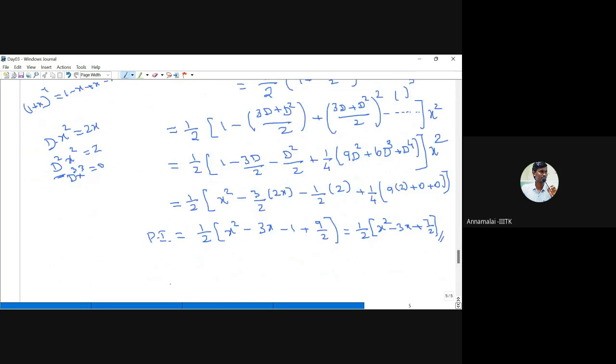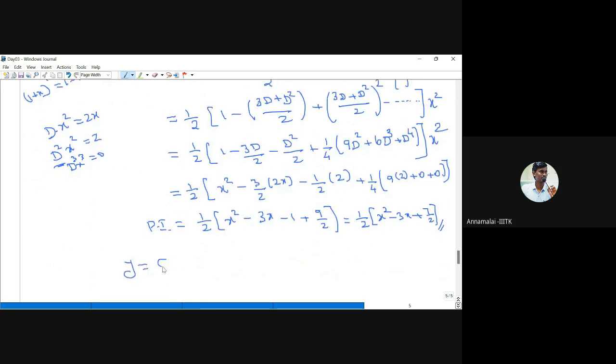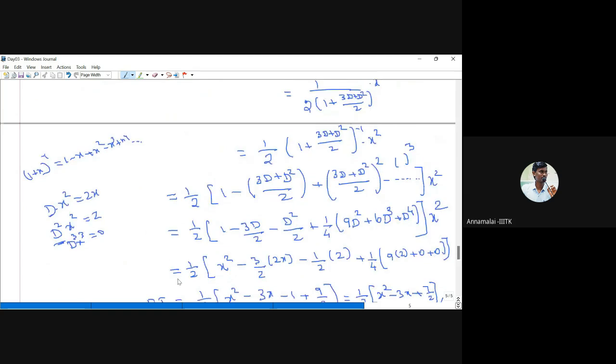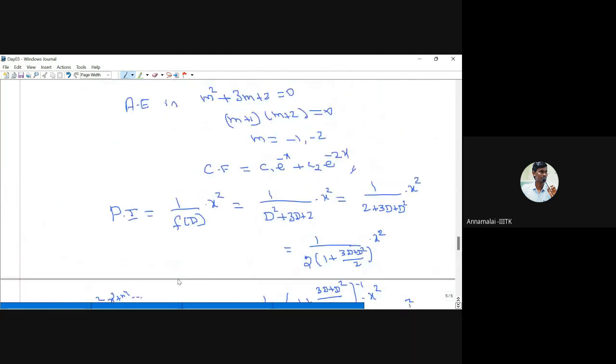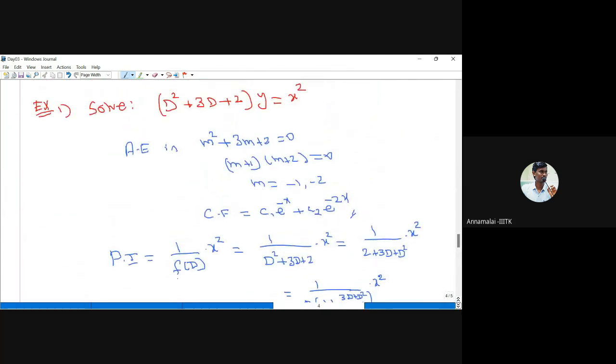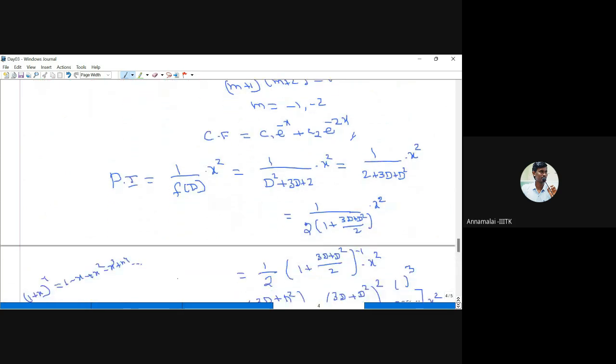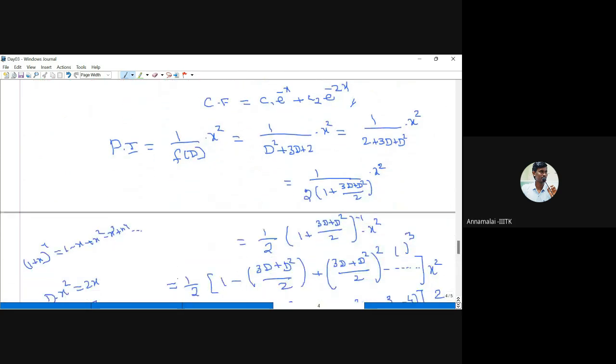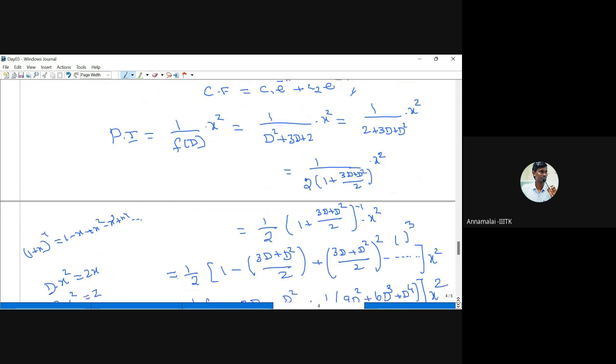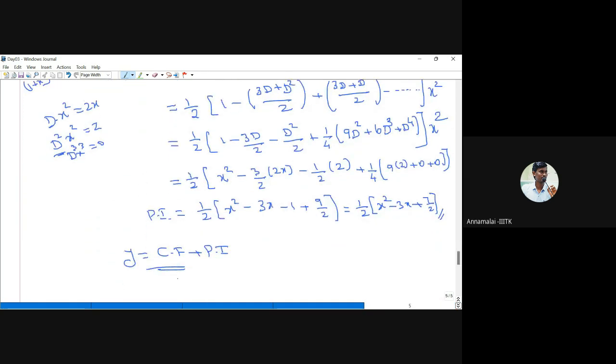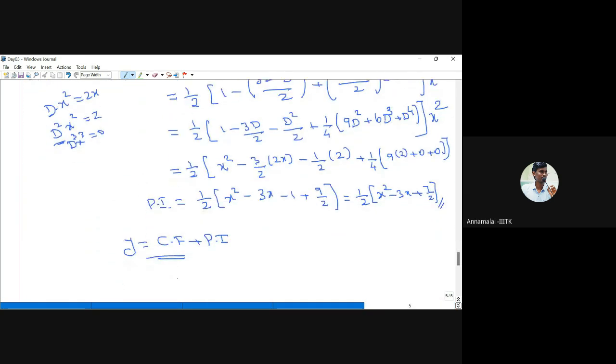Therefore, the solution is equal to the complementary function plus the particular integral. Okay, this is a general formula. So, if the right hand side is a polynomial x power m, then f of D can be written in increasing order. Anyway, we have to modify it into 1 plus something, the 1 plus x format, and then take that to the numerator, using the formula expand it, and then operate on x square with each term, and then find the answer. Okay.